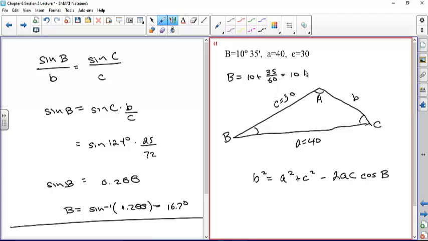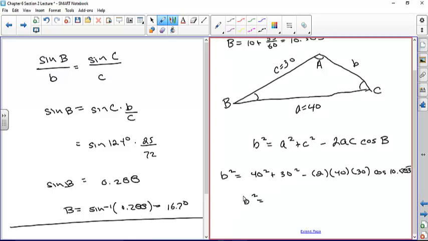So that is 10.583 degrees. So that's what we're going to use here. So we get B squared is equal to A squared, which is 40 squared, plus C, which is 30 squared, minus 2 times 40 times 30 times the cosine of 10.583 degrees. So that's 140.8. And if you take the square root of that, you get 11.9.